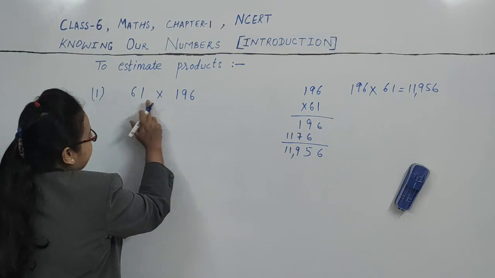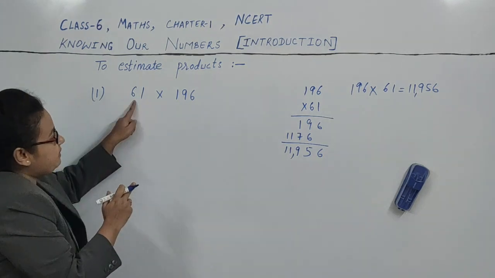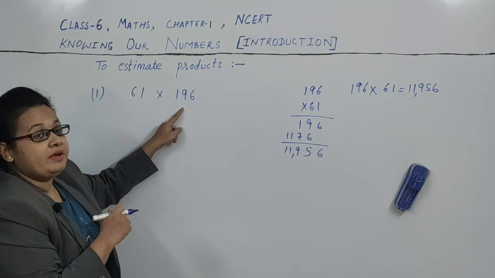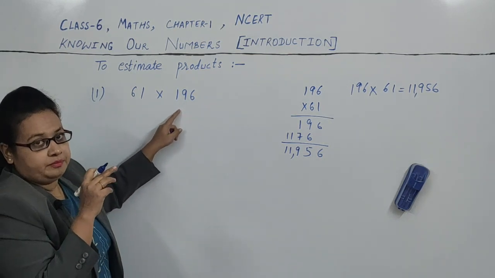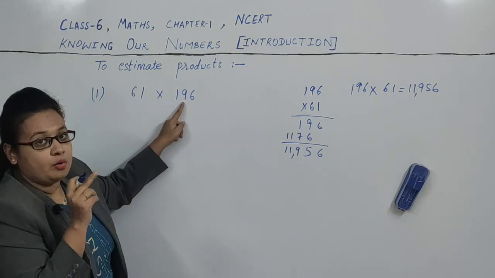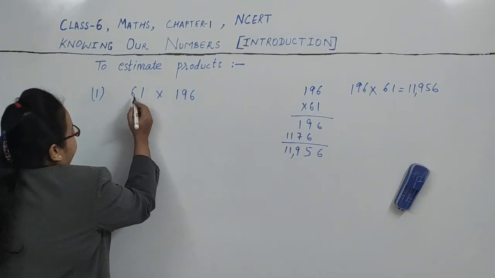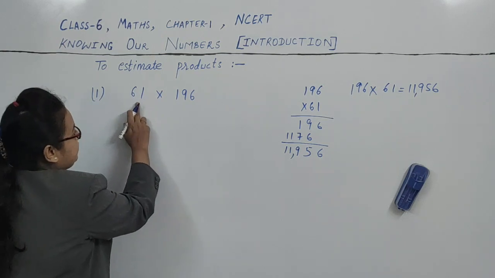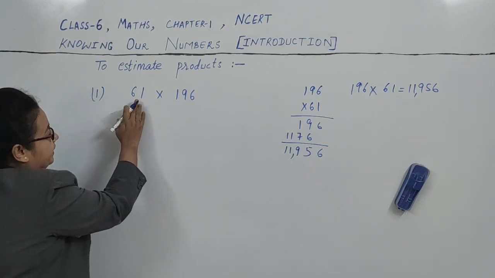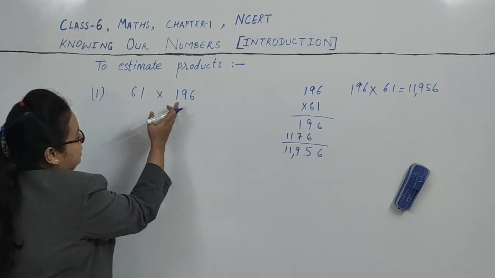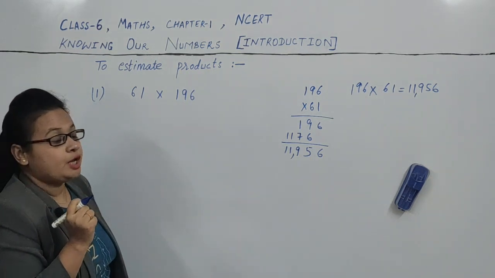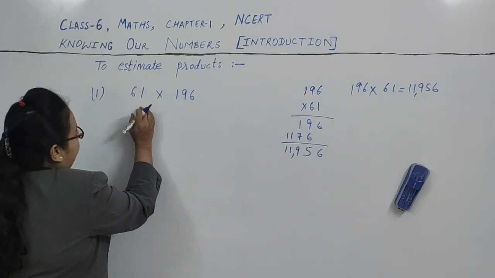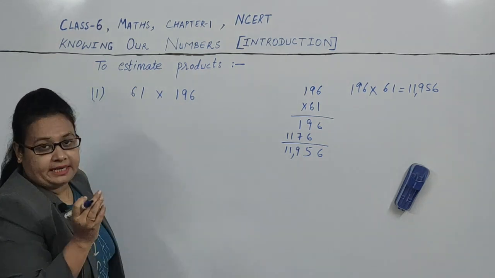We have to estimate these two numbers separately. For estimating these two numbers separately, we have to round them off separately, and then we have to multiply those rounded off numbers. So to which place will we round off? We will round off to the nearest tens or nearest hundreds or nearest thousands. So in multiplication, what do we do? We round off each number to its greatest place.